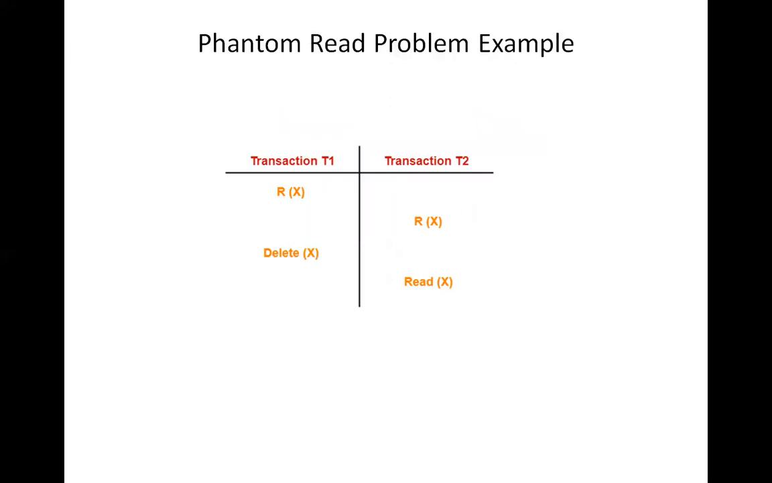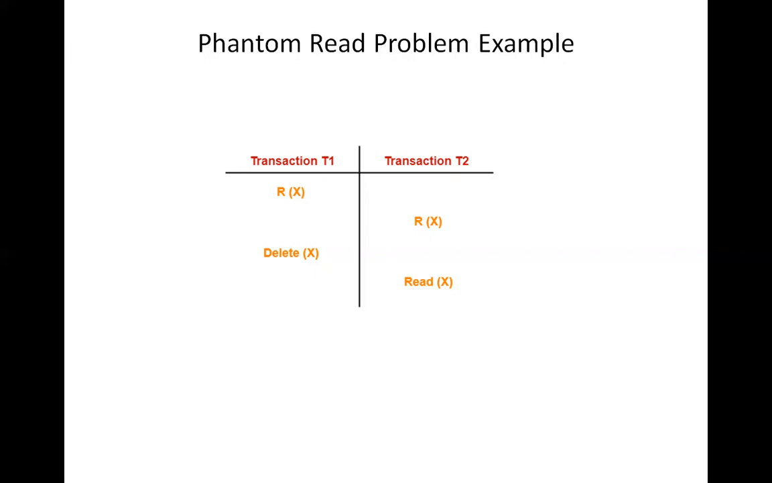In this example, there are two transactions, transaction T1 and transaction T2. Here, transaction T1 reads the value of X. After that, transaction T2 reads the value of X. After that, transaction T1 deletes the value of X. Then, transaction T2 reads the value of X but does not find it.